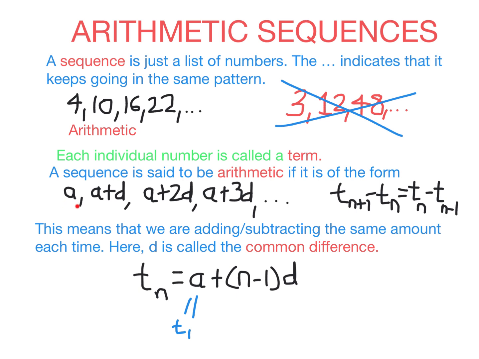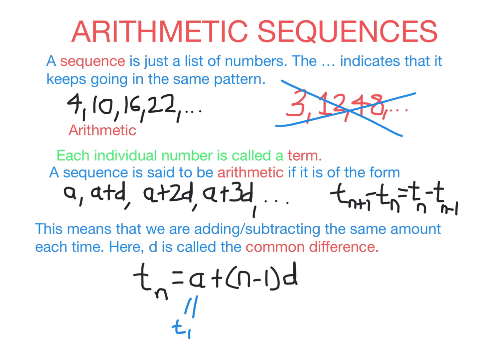So you can see from the form of an arithmetic sequence that if you want to know the value of an individual term, it's just A plus (n minus 1)d. First term is A plus 0d, second term is A plus 1d, third term is A plus 2d, and so on. So the value of any term is A, the first term, plus (n minus 1) times the common difference. Here, n is the value of the term in which you're interested.